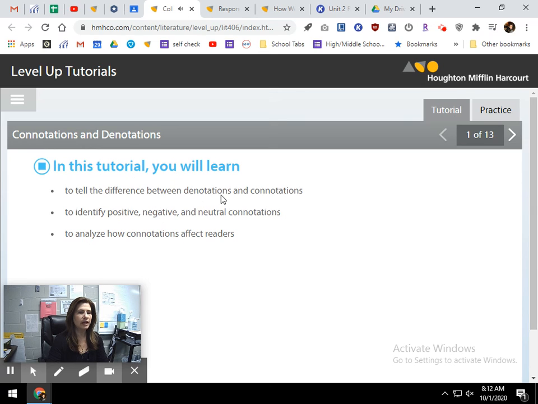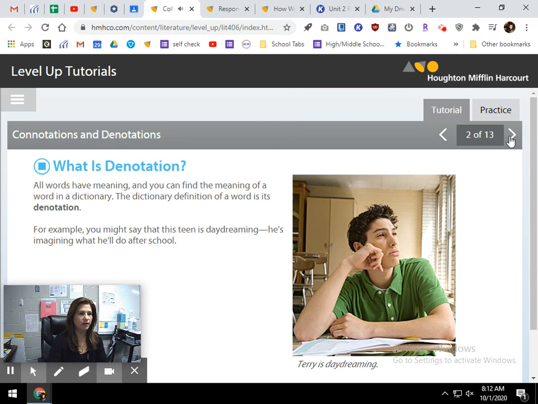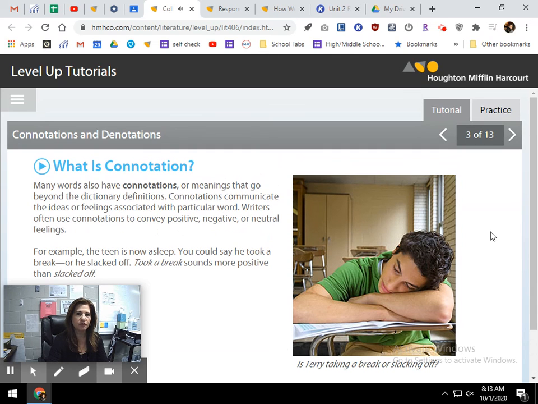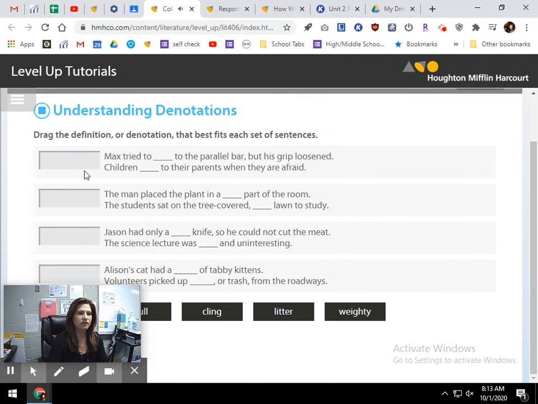So the tutorial tells you the difference between denotation and connotation and talks about positive, negative, or neutral connotation. So I just wanted to go over this example with you. This teen is now asleep, okay? Is he taking a break or is he slacking off? Okay, so taking a break sounds more positive and slacking off sounds more negative. Okay, so that's positive and negative connotation. Neutral just means there's really no particular feeling behind it. So you've got some activities to do here. Drag the definition, the denotation, so the actual dictionary definition of the words, you'll drag them into the spots.